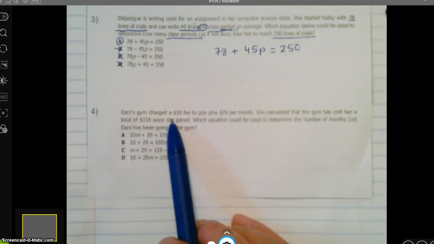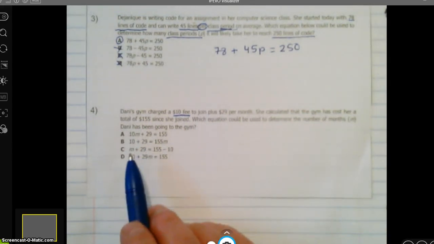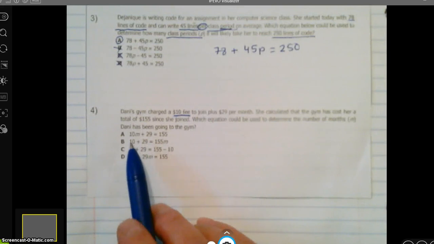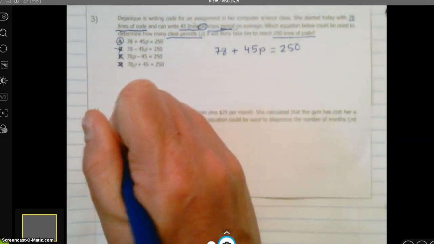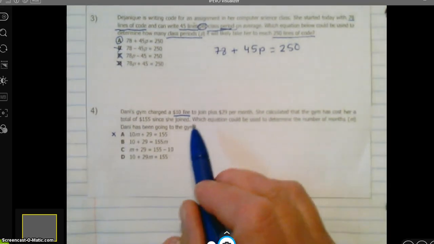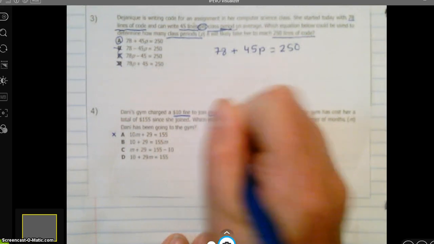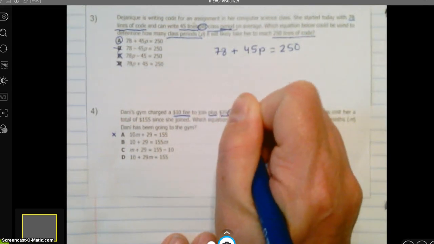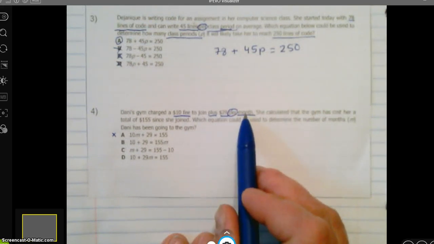Danny's Gym charged a $10 fee. Now generally when you see this word fee, that $10 is going to be all by itself. If you see a fee, unless they're trying to trick you somehow, it should generally be by itself. So if I was to take a guess, I would say this one is definitely not my answer. So I'm just going to put it to the side for now. So Danny's Gym charges a $10 fee to join plus $29 per month. There it is again, guys. I'm assuming my variable is going to be an M for month.